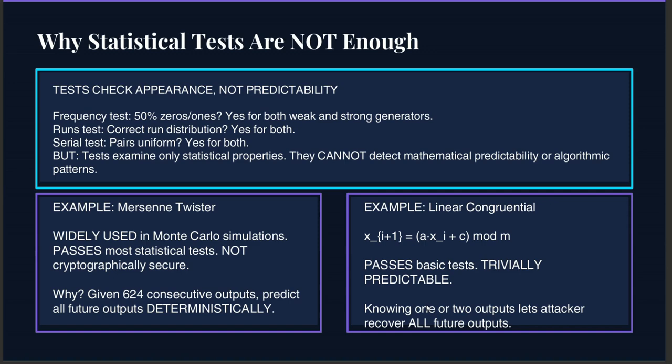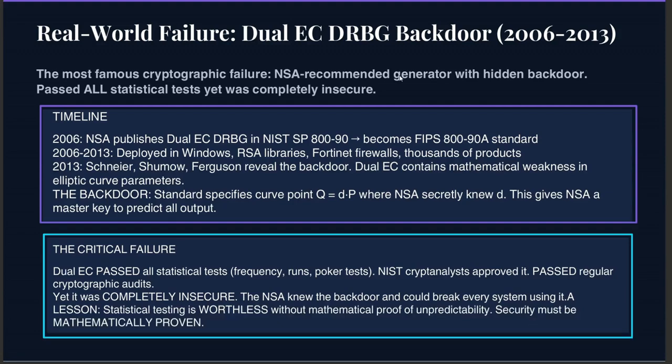Now let's revisit the LCGs again. LCGs are even weaker. Often just one or two outputs are enough to recover the generator parameters mathematically. And once the parameters are known, the future output becomes trivial to predict. So this slide teaches one critical lesson. Passing the test does not prove security. Security requires mathematical unpredictability. And now we study one of the famous real-world examples proving this lesson, the Dual EC DRBG backdoor.